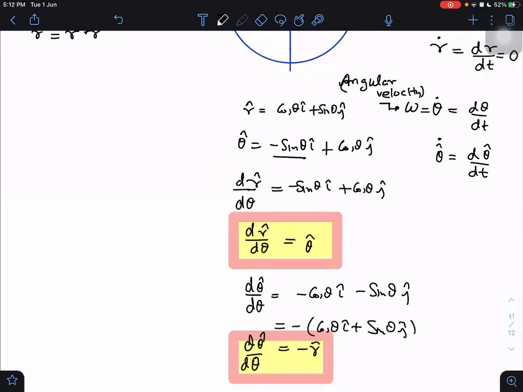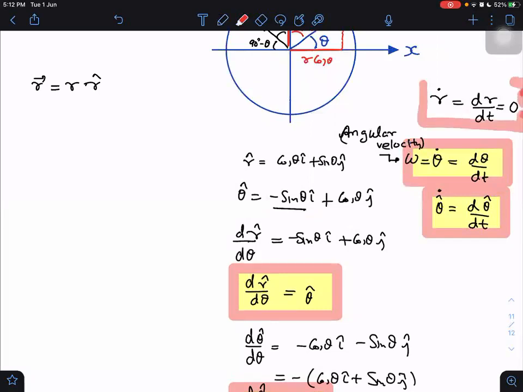So what are we going to use? We are going to use all this stuff. You can keep these things in mind. I am going to use these one by one. And R dot will be 0. I will be using this information here. Now start differentiating. What is R cap dot?